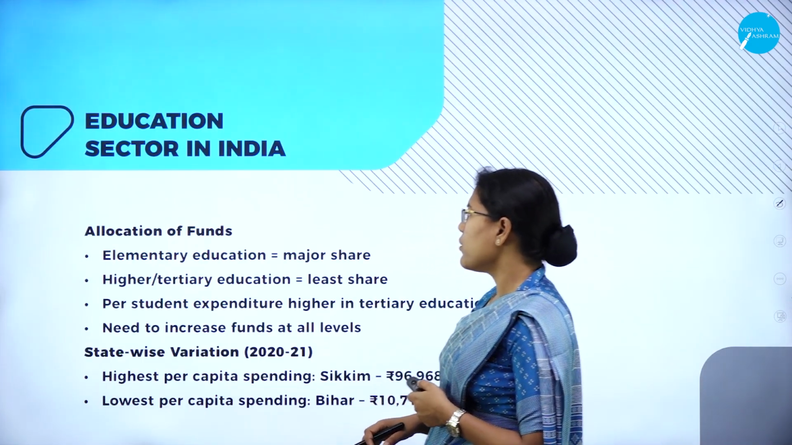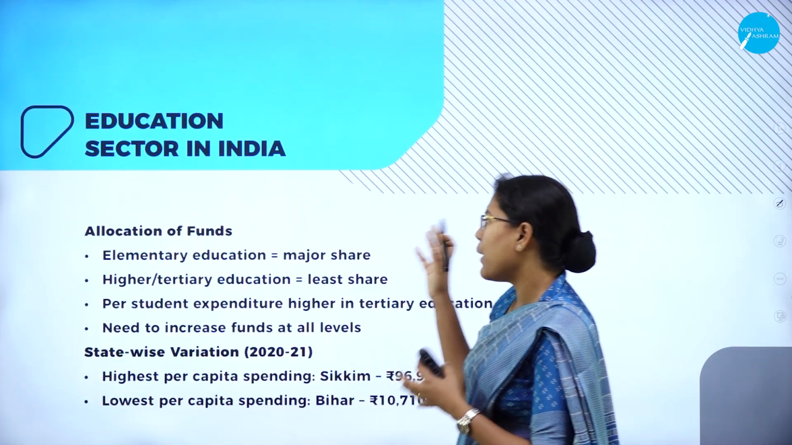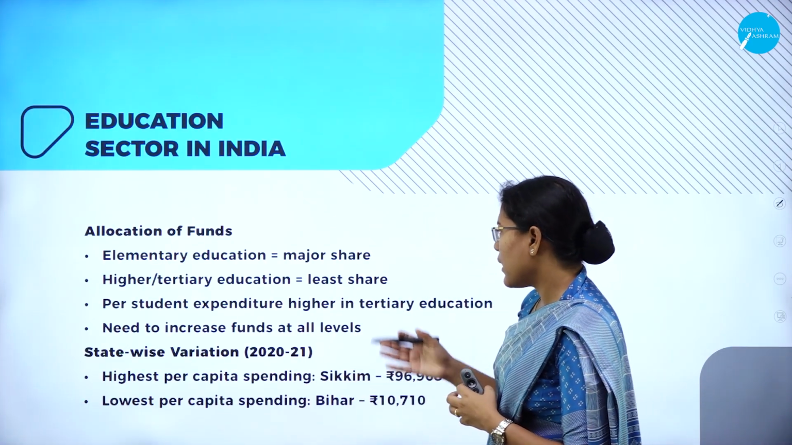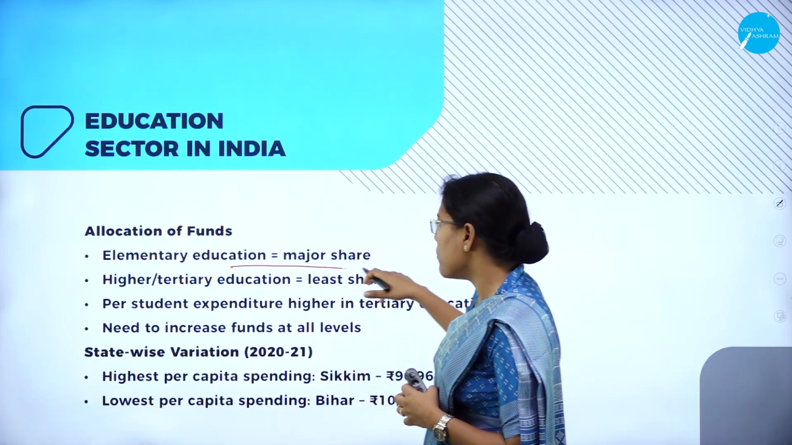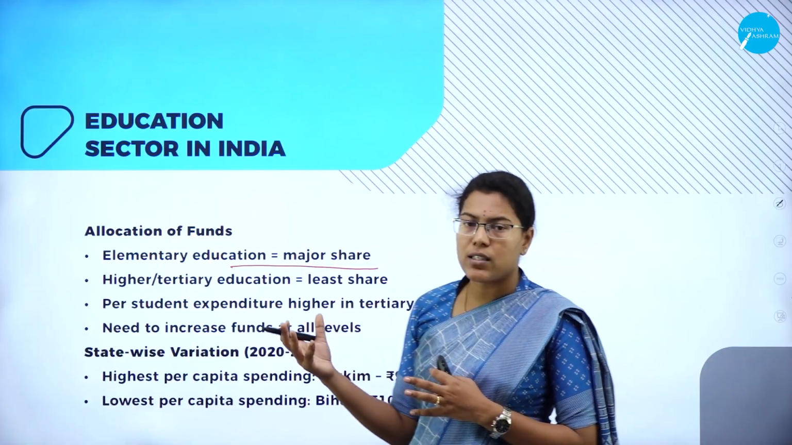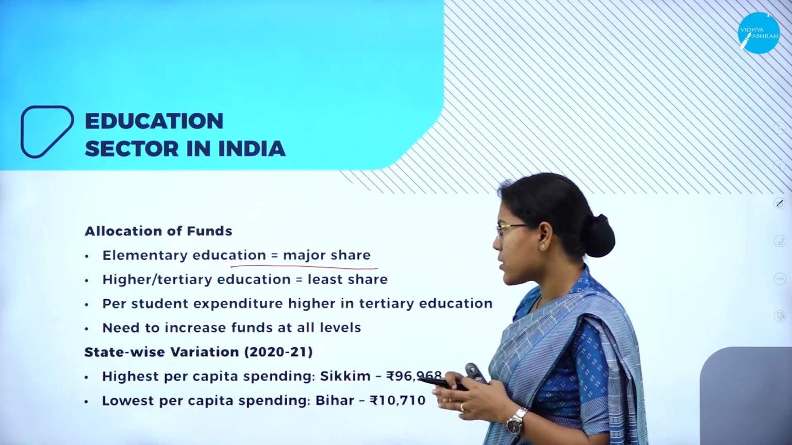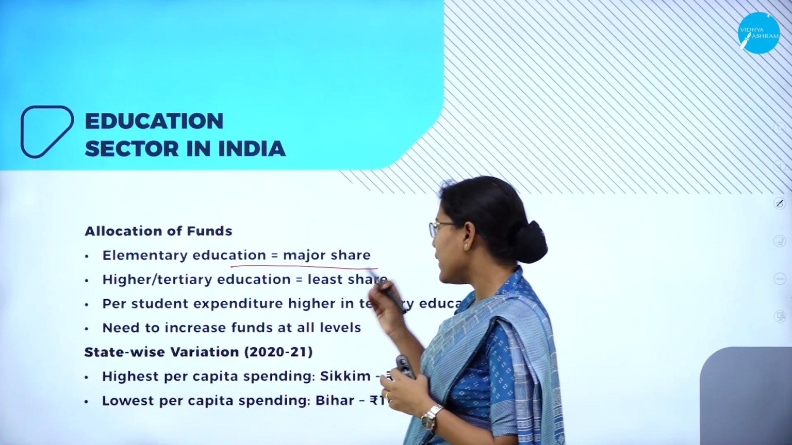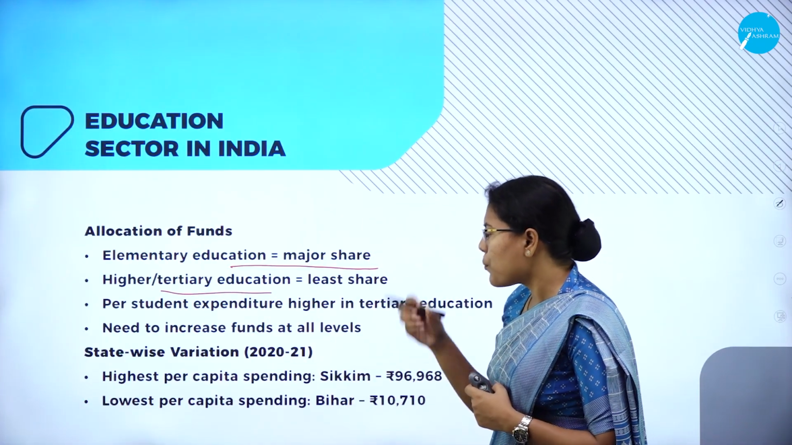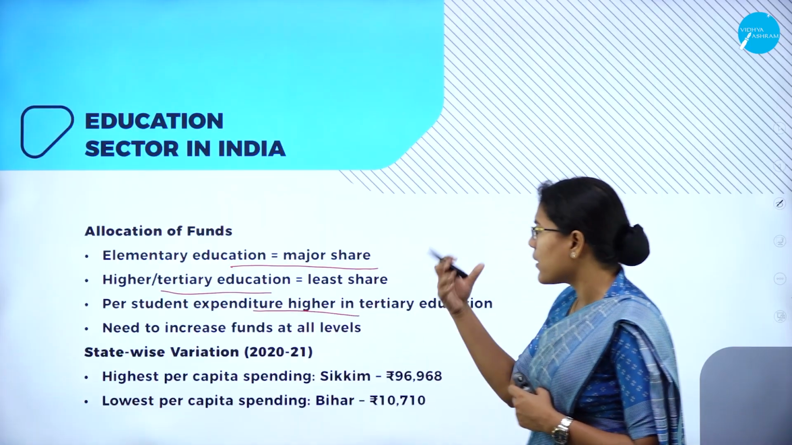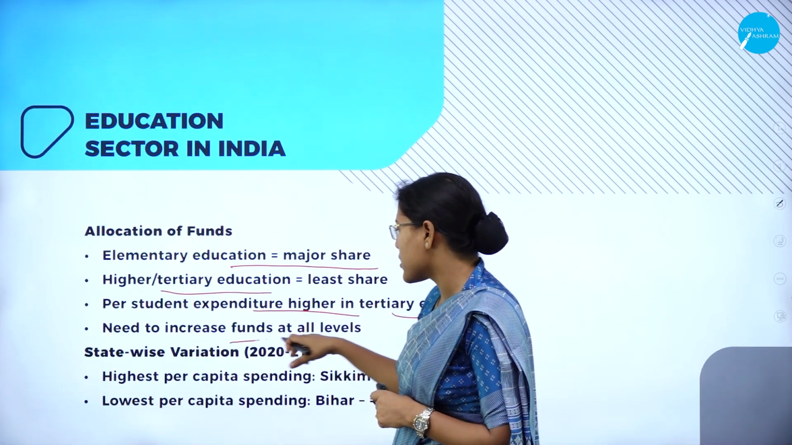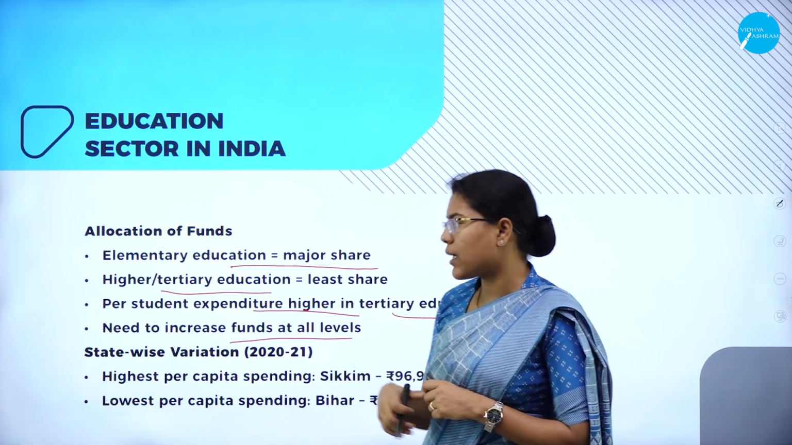So moving forward, talking about the allocation of funds. In elementary education, India spends a major share of the revenue allocated for the education sector. A least share is spent on higher and tertiary education. Per student expenditure is higher in tertiary education, and there is a need to increase funds at all levels in the country.